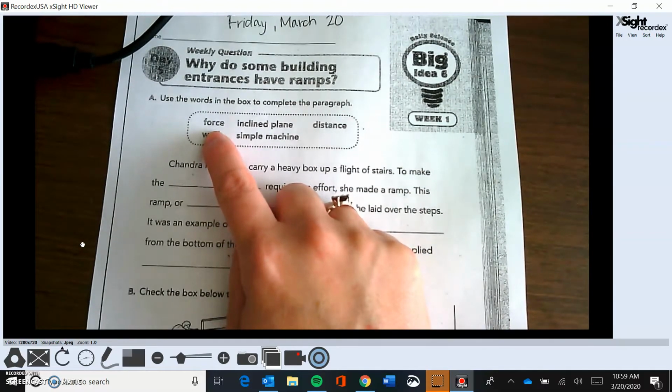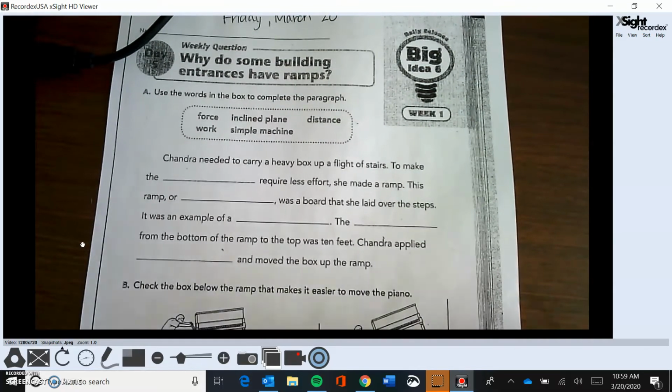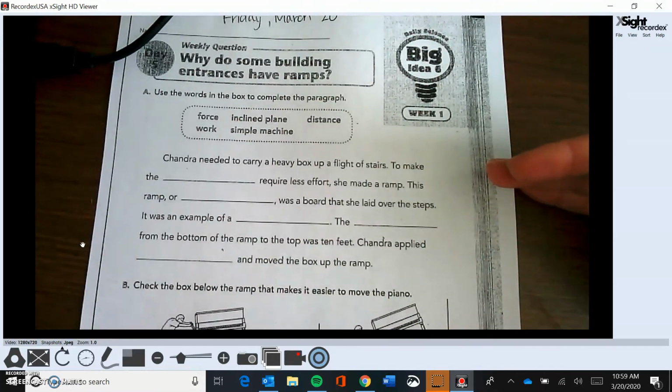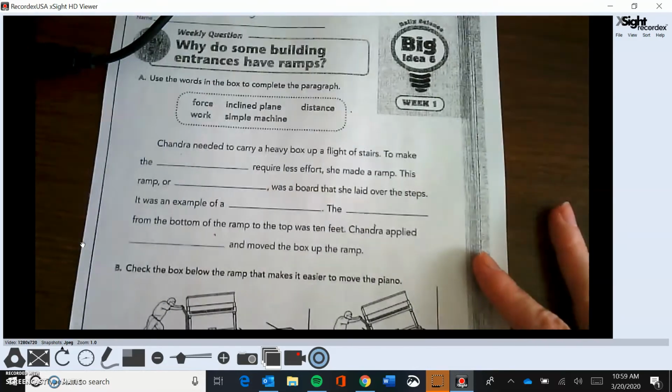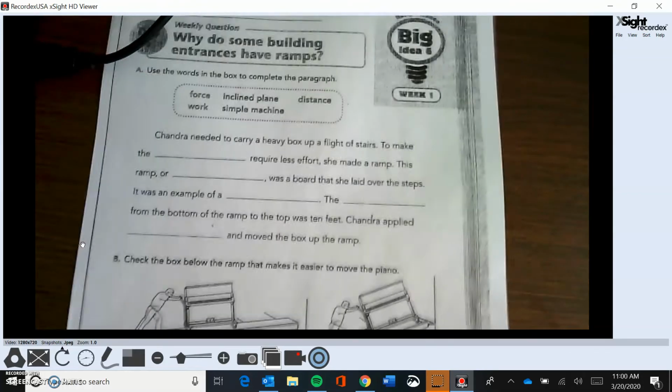Force is whatever you have to apply to an object to get it to move. If you take the pencil that you have right now and push it across the table, you're applying force to that pencil to get it to move. And work is however much you have to do to get something to move. If you have to push a chair under the table, that's going to take more work and more force than pushing your paper across the table.